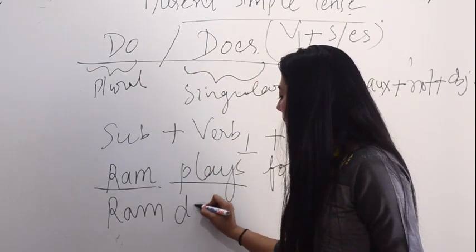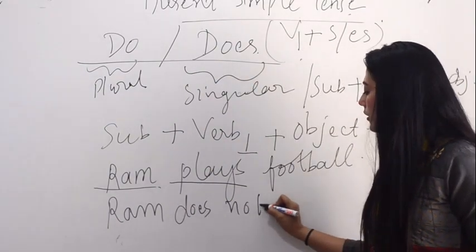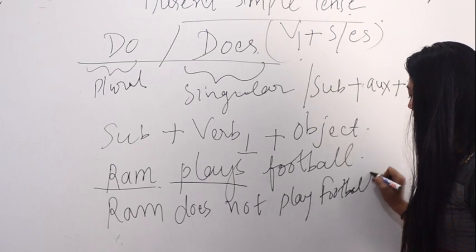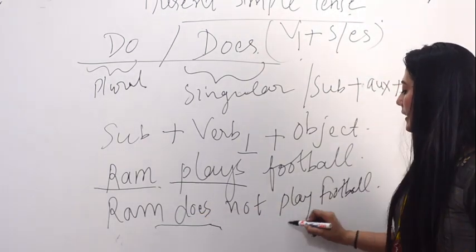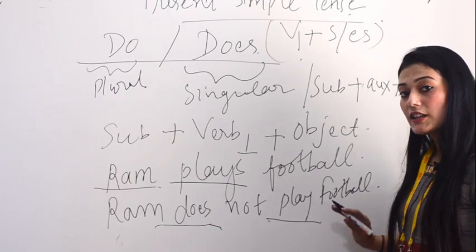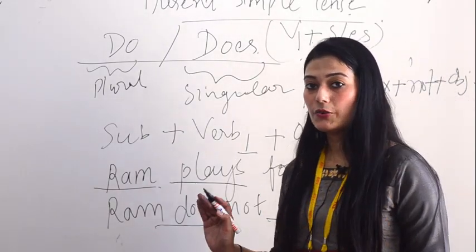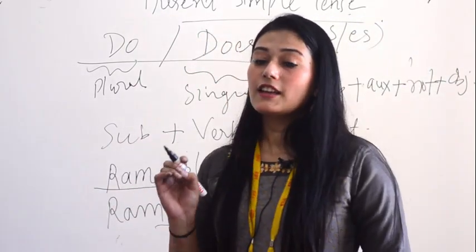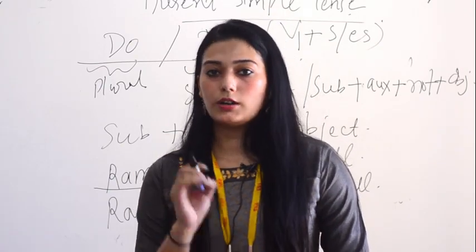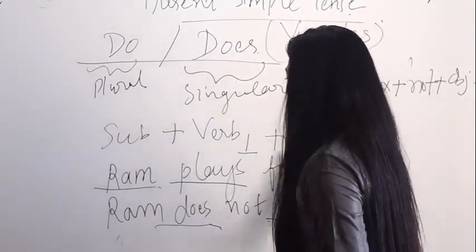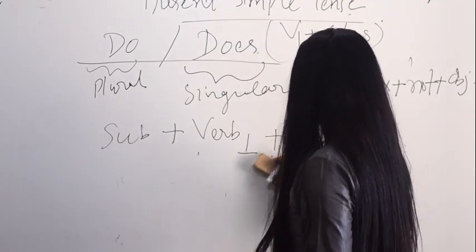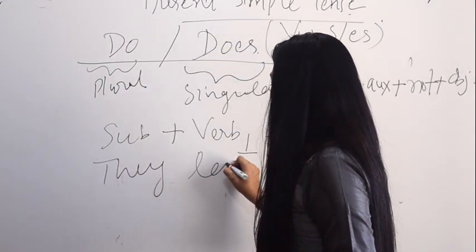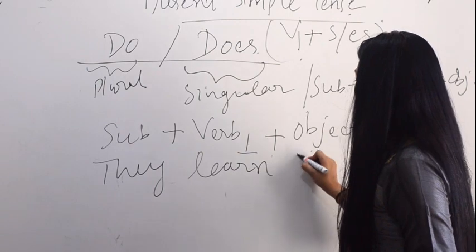If we make it negative, then the auxiliary will be does, because it is a singular noun. So, Ram does not play football. Whenever you put an auxiliary, the verb comes into its base form, no S/ES form. Please keep in mind, whenever you put an auxiliary in present simple tense, do not use S or ES with the verb. Let's see another example with a plural subject. They learn Spanish.